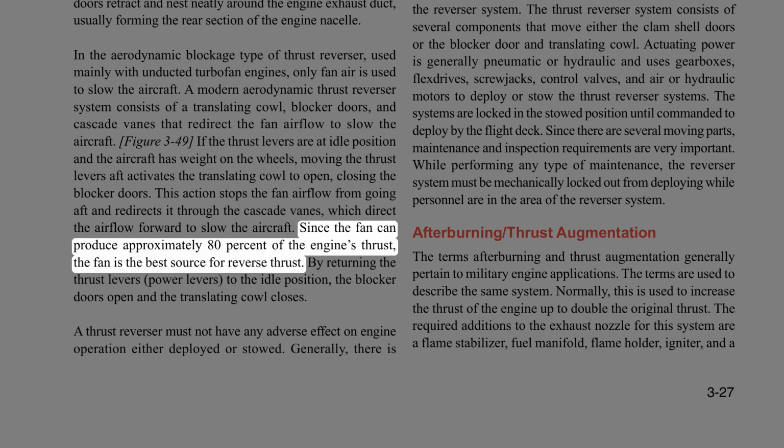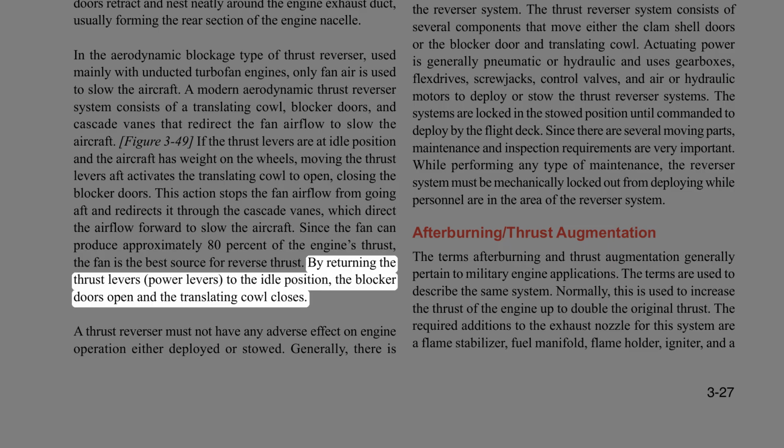Since the fan can produce approximately 80% of the engine's thrust, the fan is the best source for reverse thrust. By returning the thrust levers, power levers, to the idle position, the blocker doors open and the translating cowl closes.